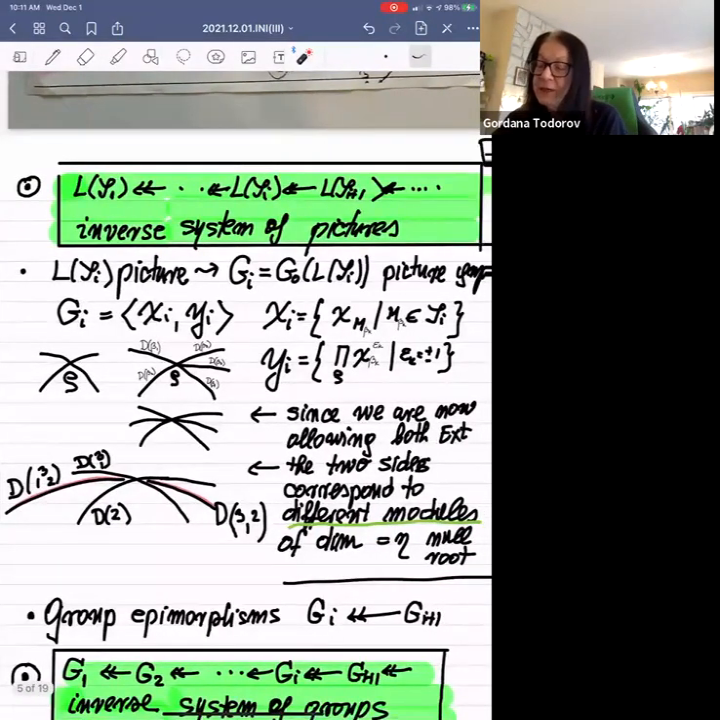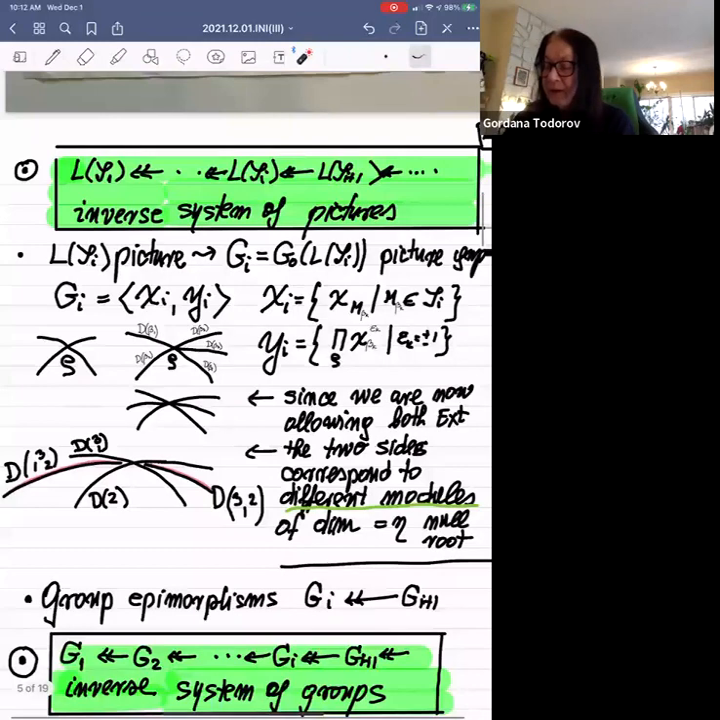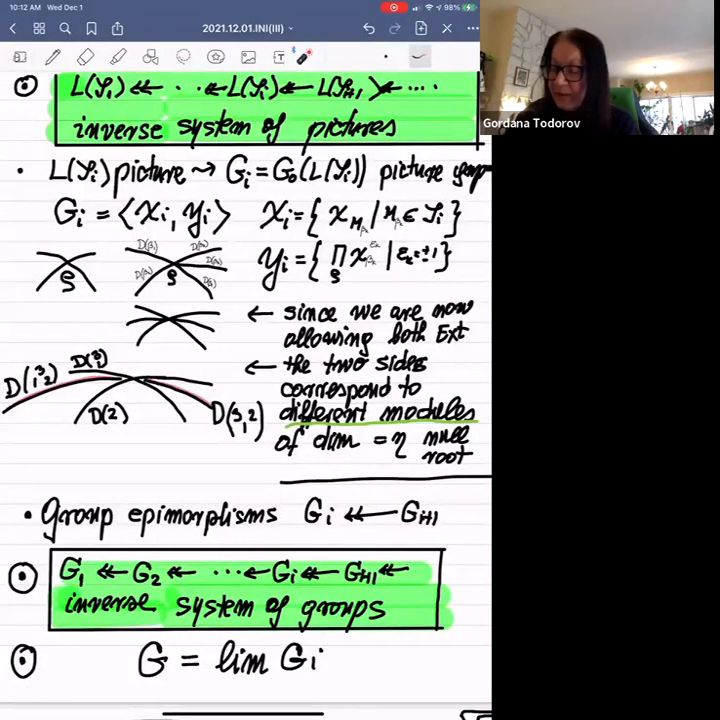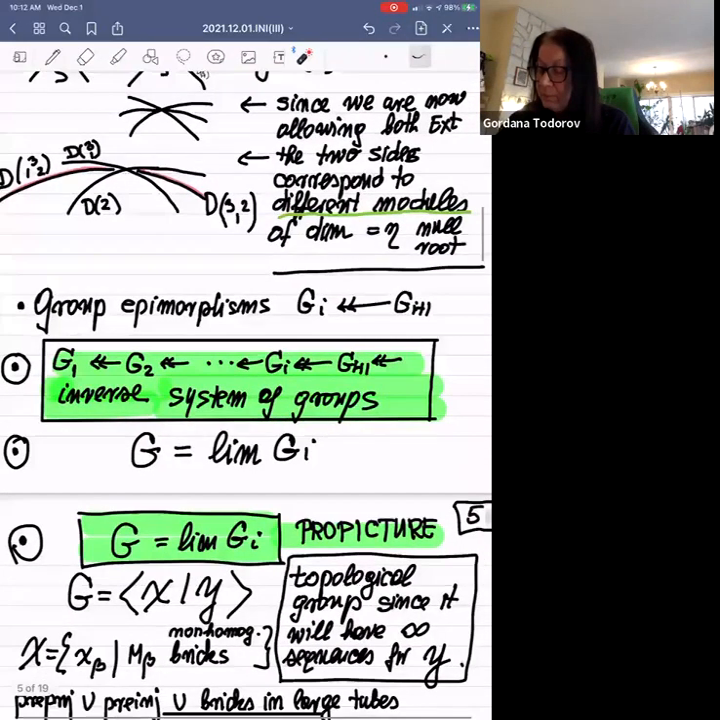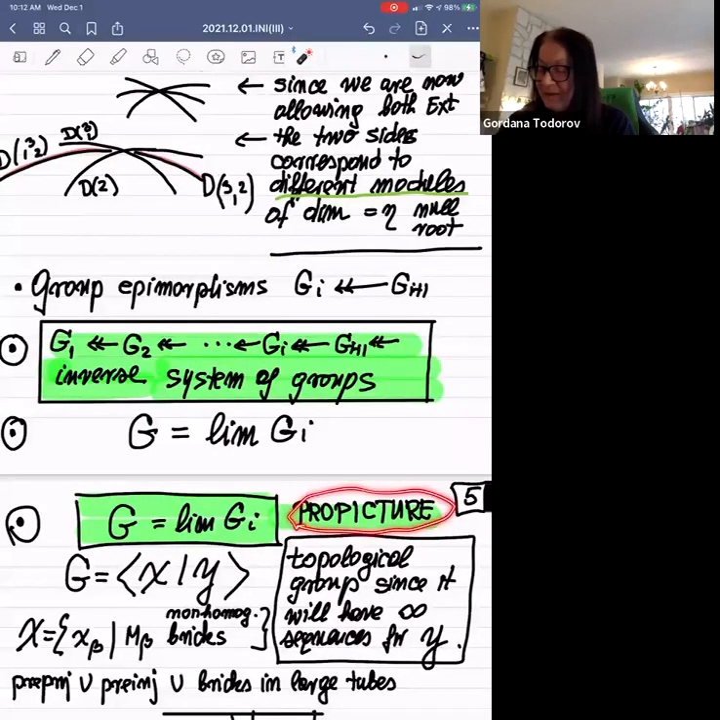So at each stage, these are now groups with a finite number of generators, not finite groups, and we have relations which are of this type, or this type, okay? On this finite stage, we still don't have infinitely many things in between. And then we have this group epimorphism. So we have an inverse system of the groups. And then we take the limit of these groups. And this is our pro group. I mean, pro picture is the system of pictures, and this is pro group.